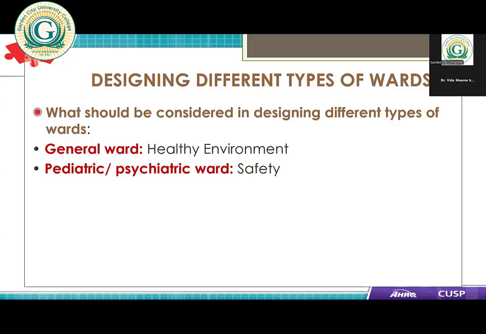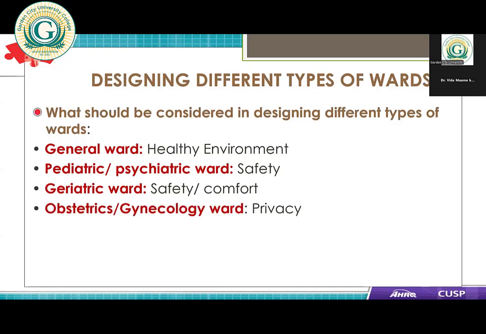This also considers the safety of the ward. Pediatrics, they are vulnerable, and psychiatric people, they're also vulnerable. So safety is very important here. Geriatric ward, there's also safety and comfort here. Obs and gynae ward, they also need what? Because they are always exposed, so privacy is very important there.